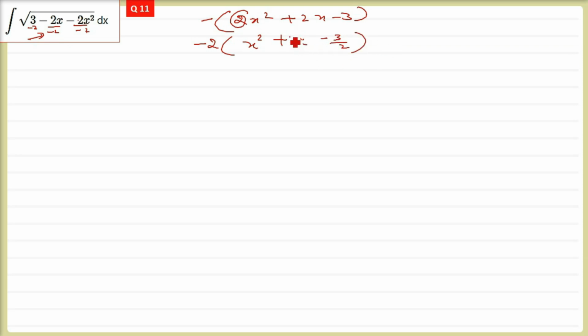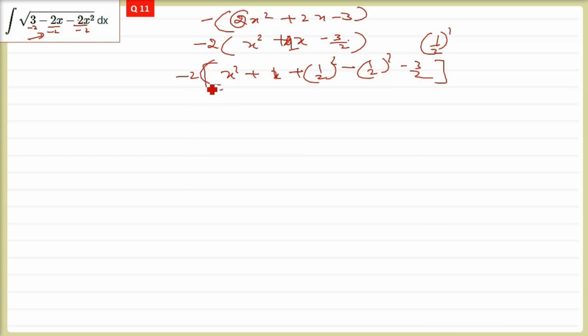Now here this is a quadratic expression. So what is the coefficient of x? It is 1. Divided by 2, it will be 1 by 2. Square it, add it, subtract it. So x square plus x, half square I am adding, half square I am subtracting, with the negative 3 by 2. Negative 2 is outside only. So this will give you x plus half whole square.